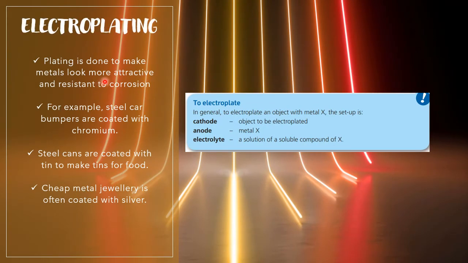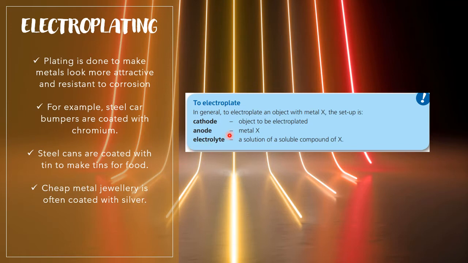Electroplating is done to make metals look more attractive and resistant towards corrosion. For example, steel car bumpers are coated with chromium. Steel cans are coated with tin to make tins for food. Cheap metal jewelry is often coated with silver.